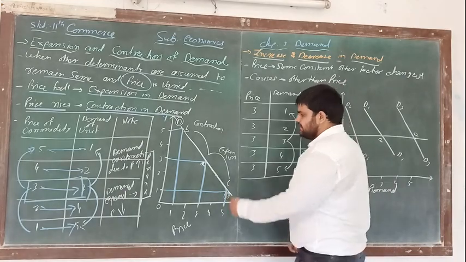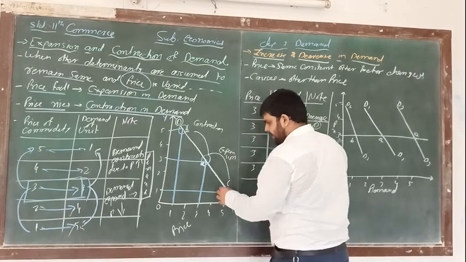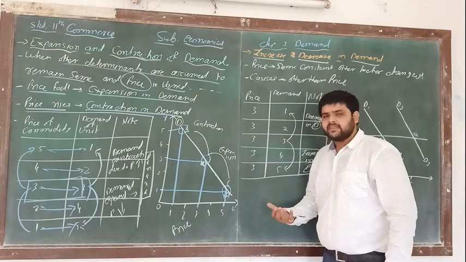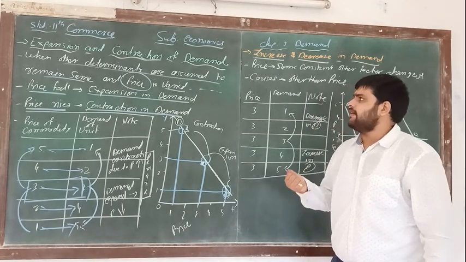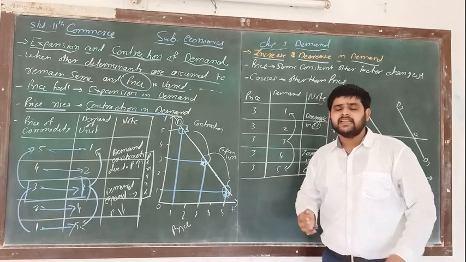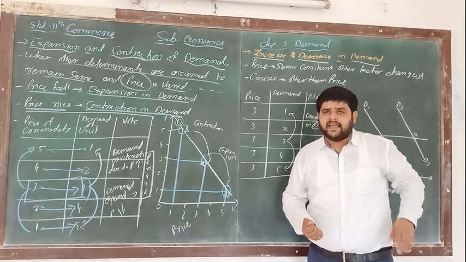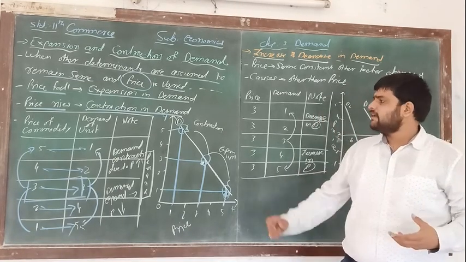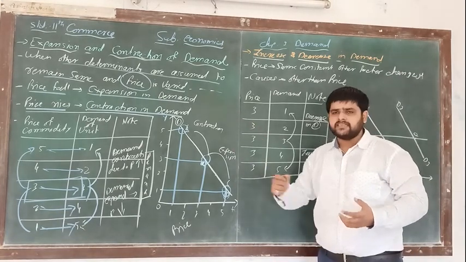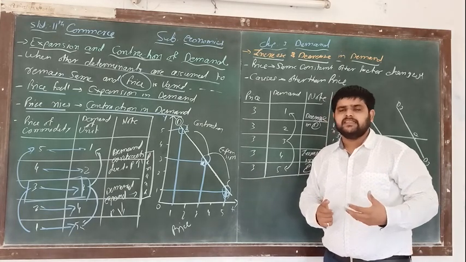So here, this is point A, which we take as a base. This is the contraction of demand, and this is the expansion of demand. So this is the expansion as well as contraction of demand. That is, if other factors remain the same, meaning there is no change in other factors, but only price is changed, then it directly affects demand. And as we discussed, price falls, demand expands; price rises, demand contracts. That we already discussed in the law of demand.